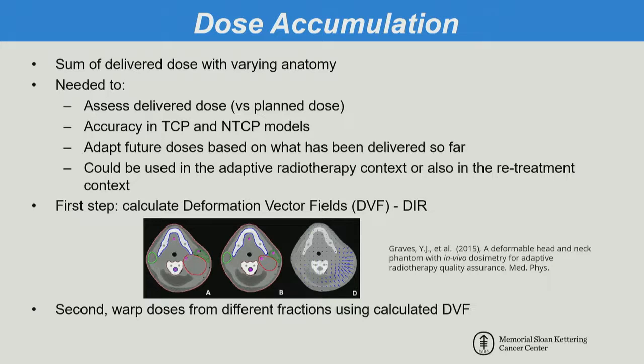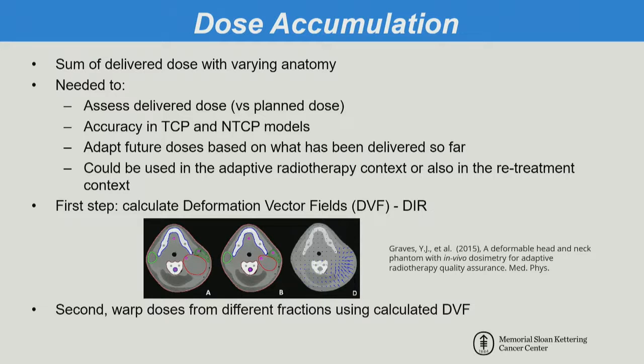So with all this, now let's talk a little bit about dose accumulation. Dose accumulation is the sum of the delivered dose with the changes in anatomy. So we needed to assess the delivered dose versus what we planned for. We can use it for better accuracy in outcomes studies, to adapt future doses based on what has been delivered before. So if you know what has been delivered before, you can create maybe a better plan for the future. And it could be used in the adaptive radiotherapy context, also in the retreatment context.